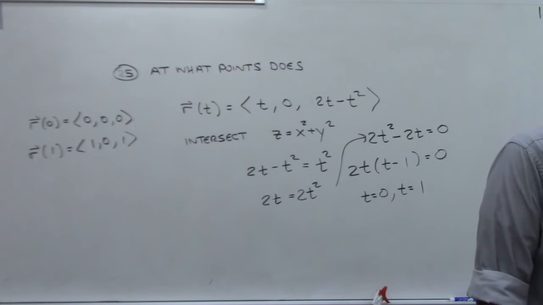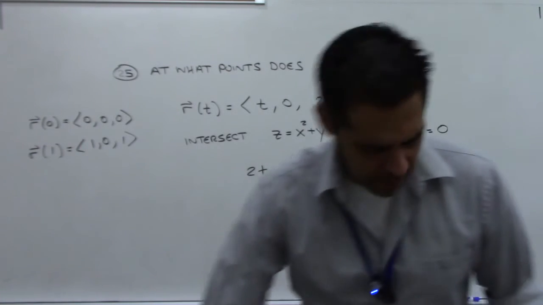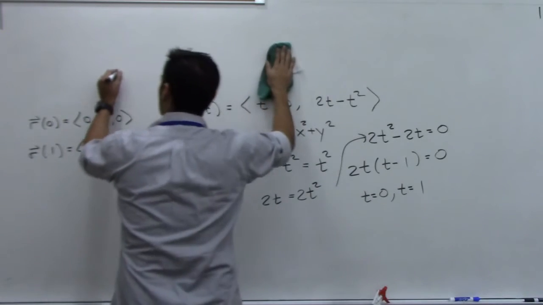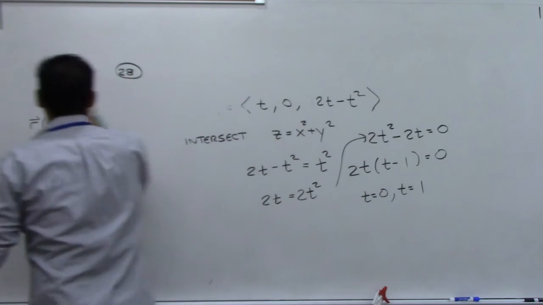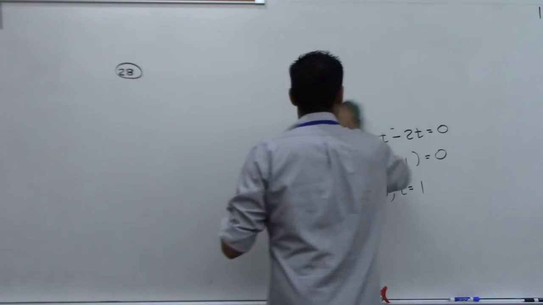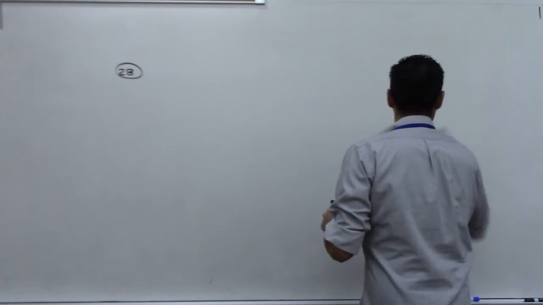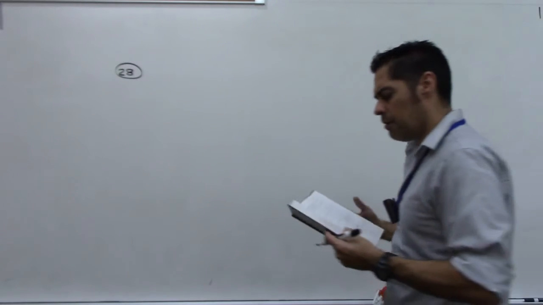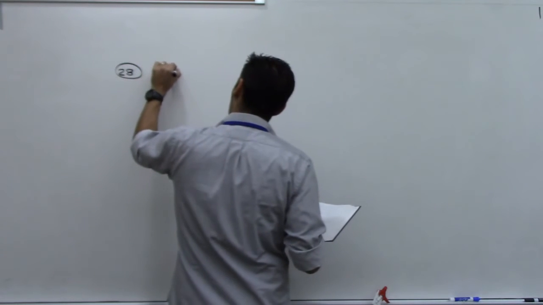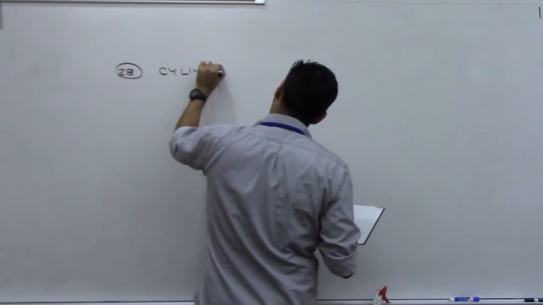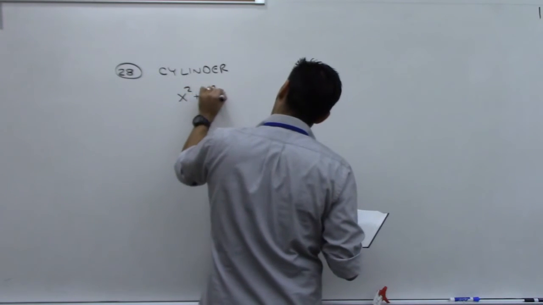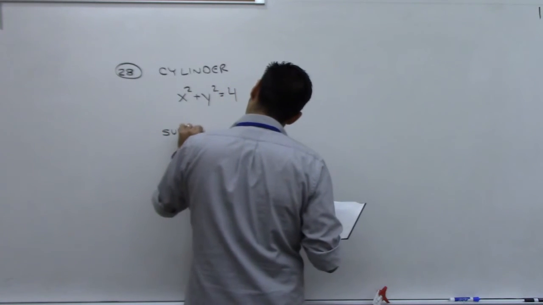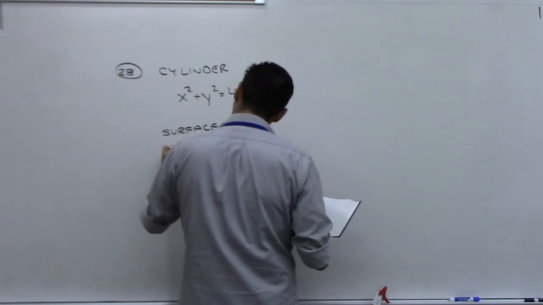Find the vector function that represents the curve of intersection of the two surfaces. Oh, I like these problems. 28. See if I can do this one without screwing up the algebra. So 28, find the vector function that represents the curve of intersection of the two surfaces. So I have a cylinder, which is given to me to be x squared plus y squared equals 4. And I'm given a surface of z equals xy.